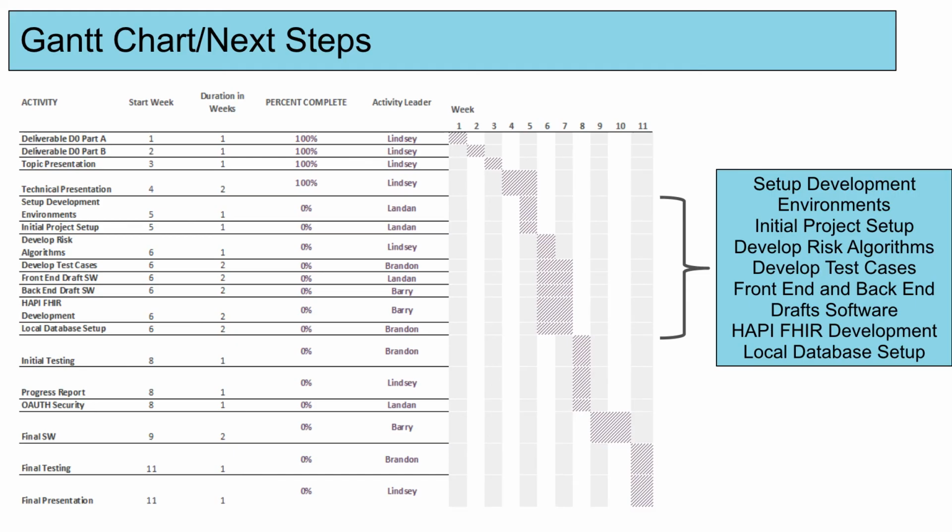So lastly, here our Gantt chart is shown with additional details since it was last presented. Over to the right are our next steps for the next 2 weeks, including setting up development environments, initial project setup, developing risk algorithms and test cases, front-end and back-end software drafts, HAPI FHIR development, and local database setup, as well as, of course, remaining in close contact with our external mentor to ensure we stay on track with their expectations.